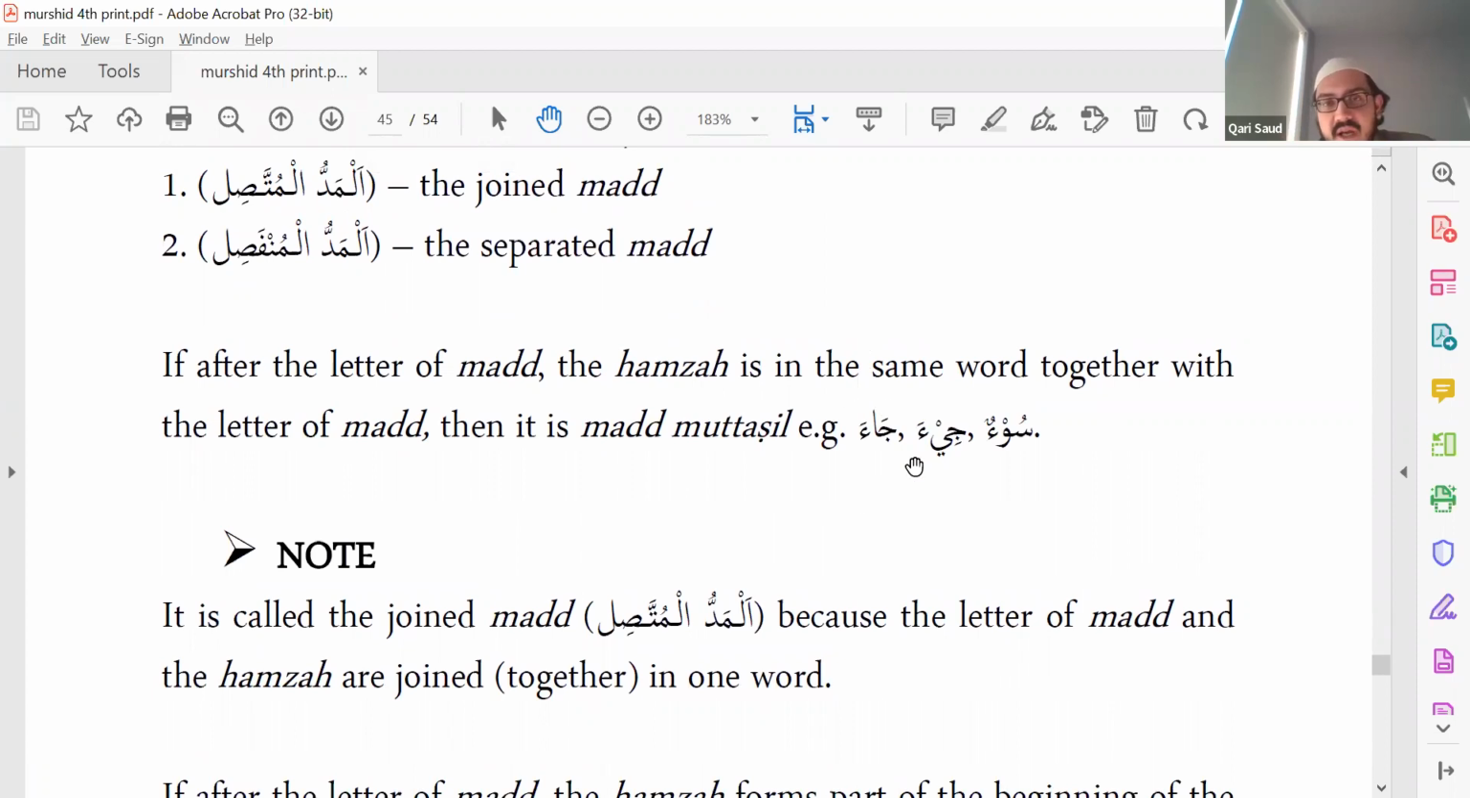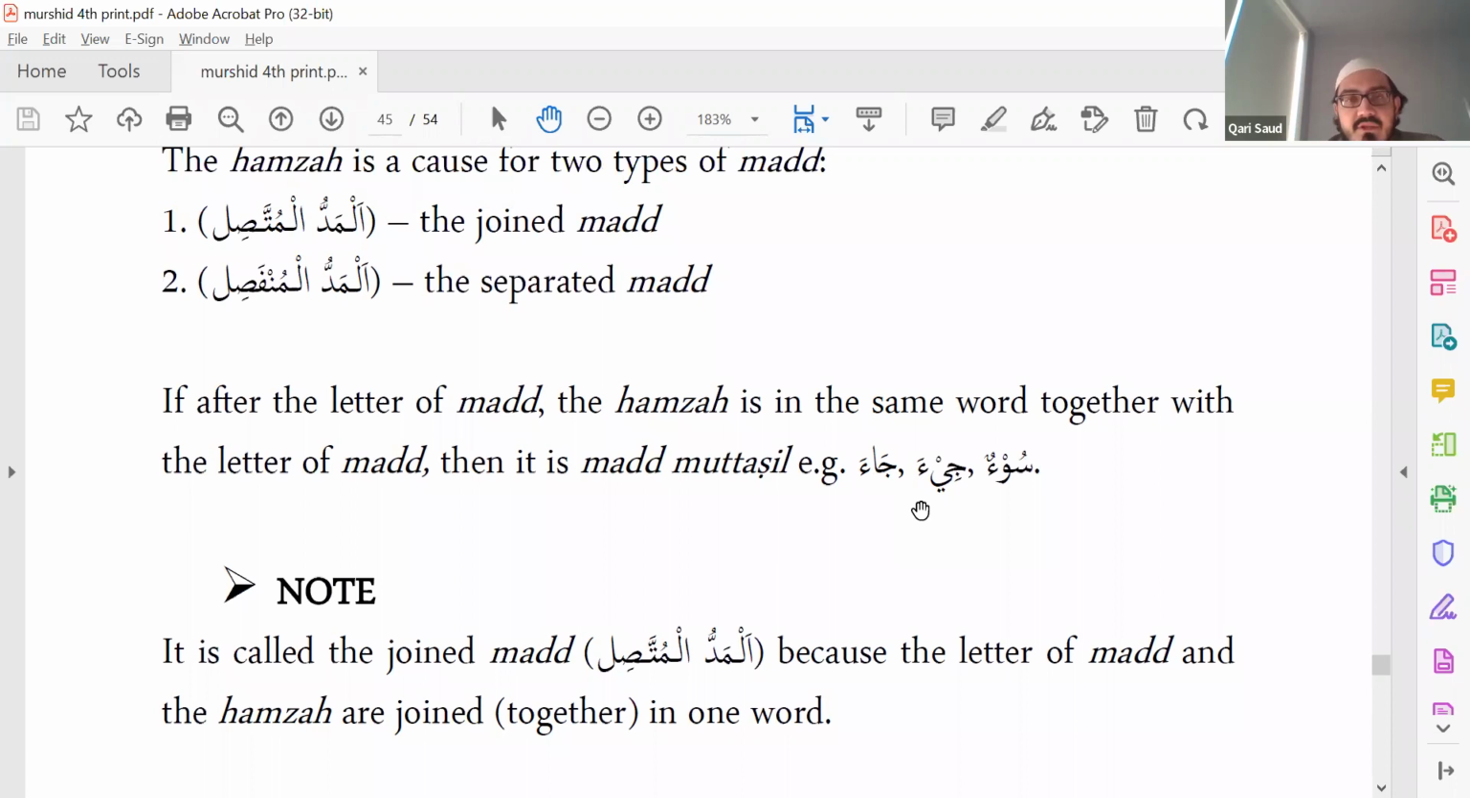So for example, ja'a, look here. If we read it normally without any mad, it will be just mad tabi'i, right? But since there is a hamza after the letter of mad, in this case it is alif, so there is a letter of mad, which is alif, followed by hamza. What do we do? We stretch it. Okay, where's the mad letter here in this word? Ji'a.